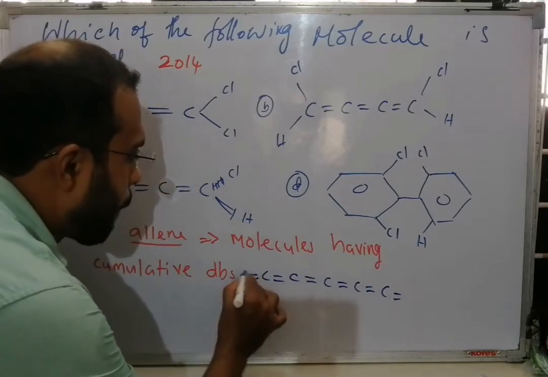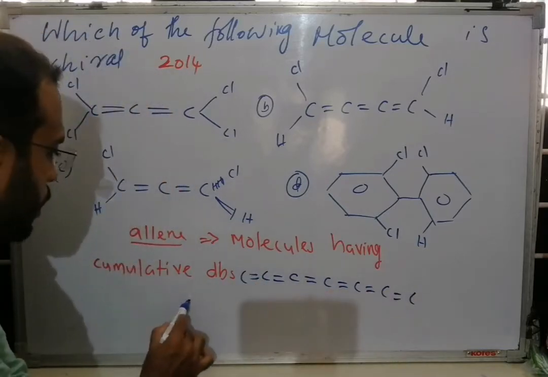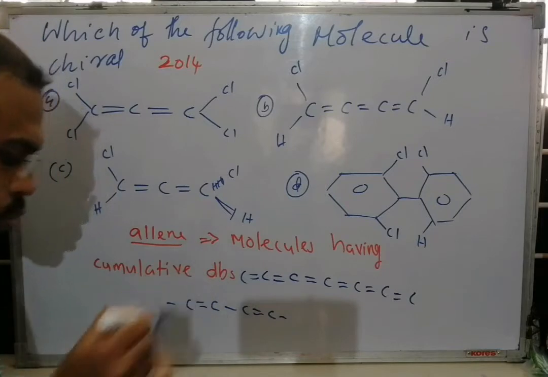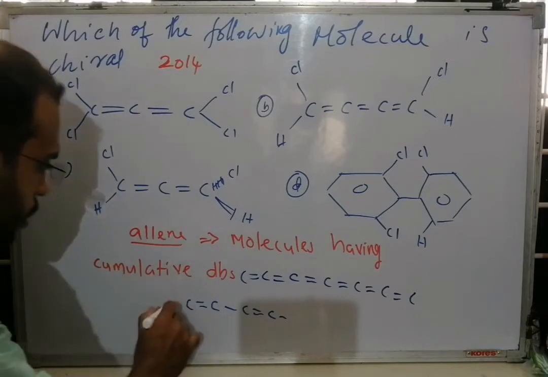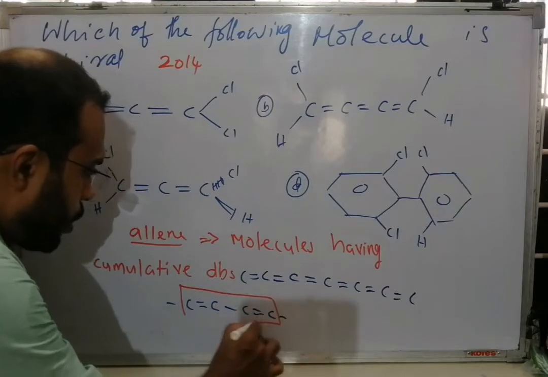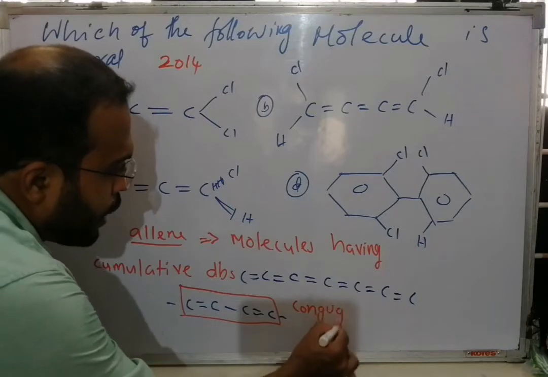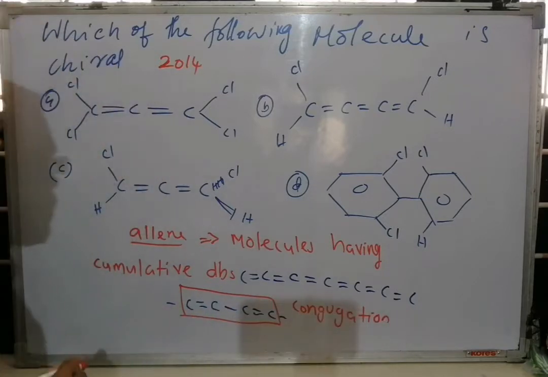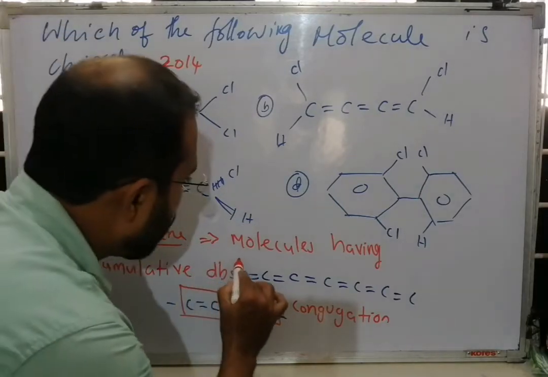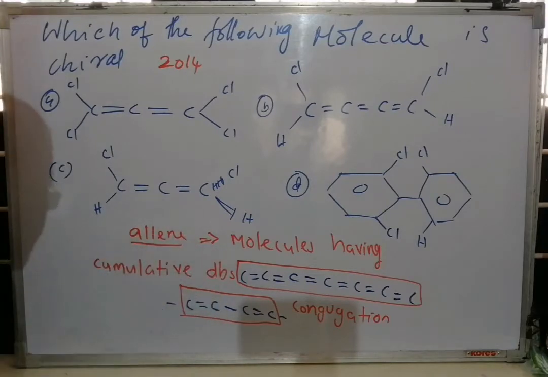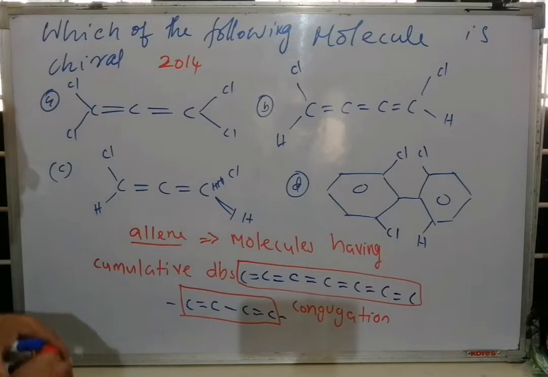Okay? This is cumulative double. This is a double bond, single bond, double bond. This is what we call conjugation. But this system is called cumulative double bond or allenes. Therefore, allenes are molecules having adjacent double bonds, double bond upon double bond.